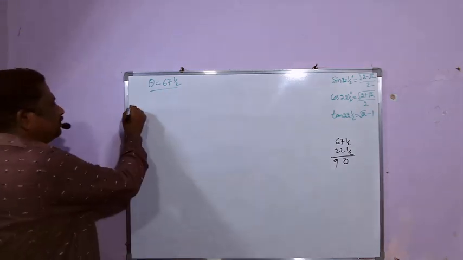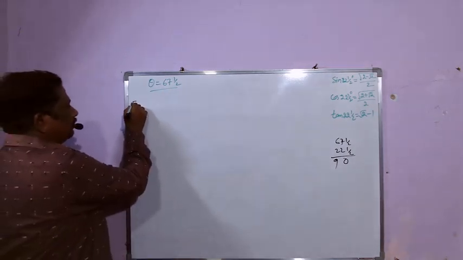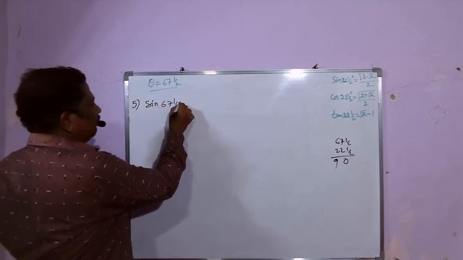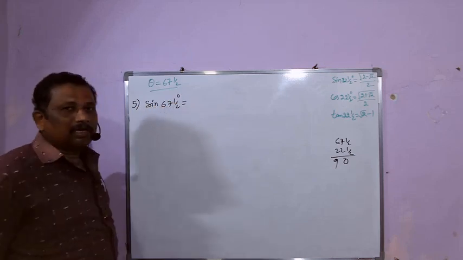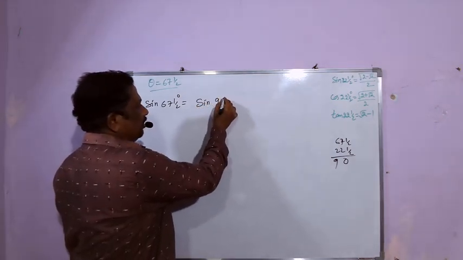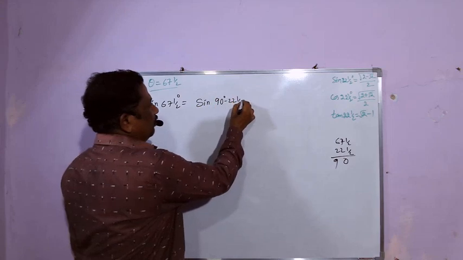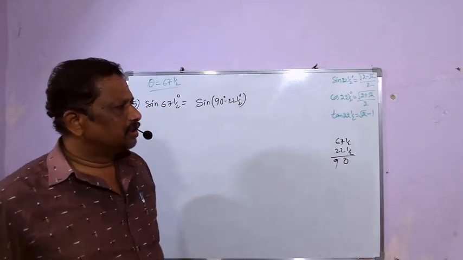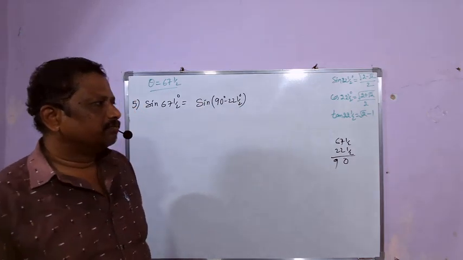So you see, sine 67.5 degrees. That we can write as sine of 90 minus 22.5 degrees. What do we get for 90 minus 22.5 degrees? 67.5 degrees only we get.